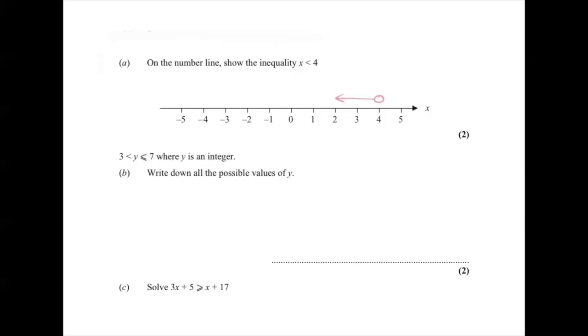end of it. Next one, we are having to list all the possible values of y. y is an integer, which means it's a whole number. The range of numbers is 3 to 7. And then if you look at the inequality signs, it says it can equal 7, but it does not equal 3. So we cross that 3 out, and our answer is 4, 5, 6, and 7.